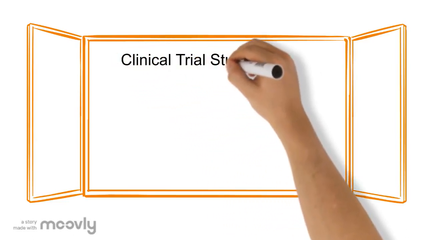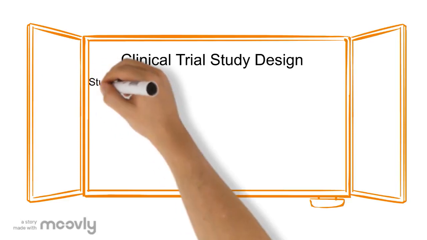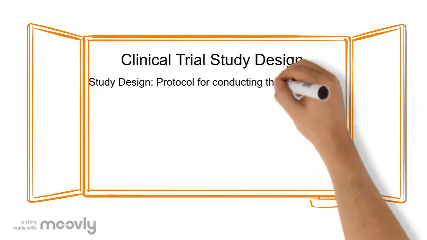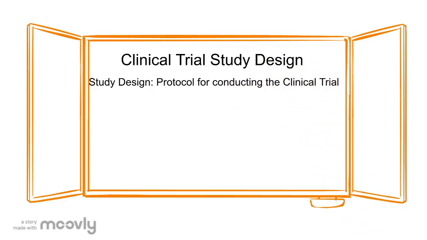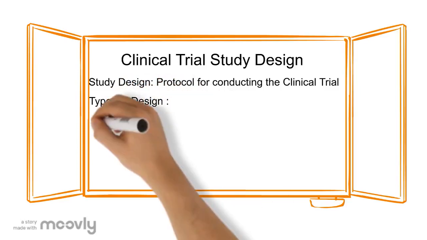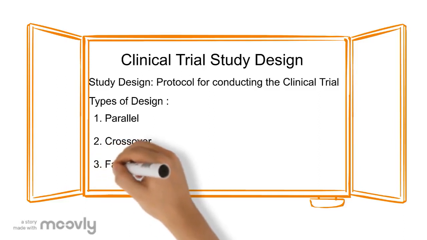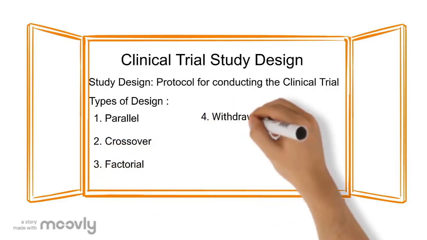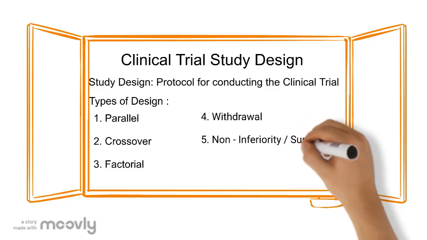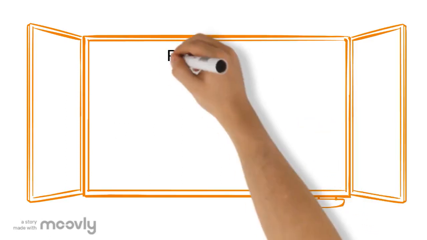Before explaining what a parallel study is, I'll first briefly explain what clinical trial study design is. A study design is a protocol for conducting the study which allows the investigator to translate the conceptual hypothesis into an operational one. And there are 5 types of different study designs: parallel, crossover, factorial, withdrawal, and non-inferiority or superiority. I'll discuss more about what a parallel study is, and the rest of it will be covered by our classmates.